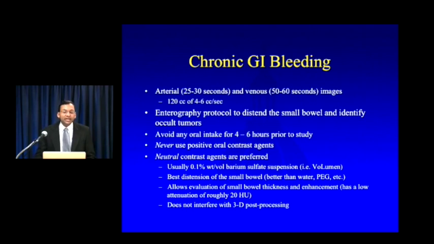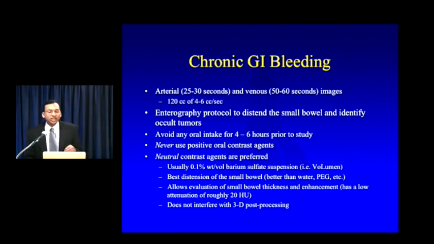So in these kind of cases, you actually do want to give contrast to distend the small bowel, and so you're going to use an enterography protocol. So typically you're going to give volumen, although there are some other options out on the market for distending the bowel with a neutral agent. Now, these neutral agents have a relatively low attenuation, usually less than or about 20 Hounsfield units. So they're going to distend the bowel, but still allow you to evaluate the wall for both thickening and for abnormal enhancement. And by the same token, they're not going to interfere with your 3D post-processing.